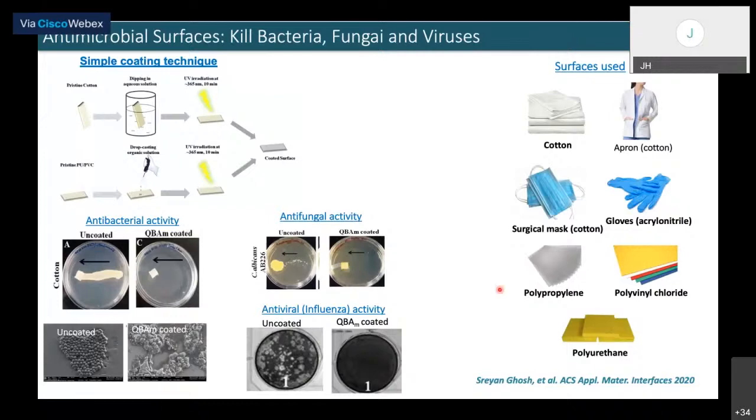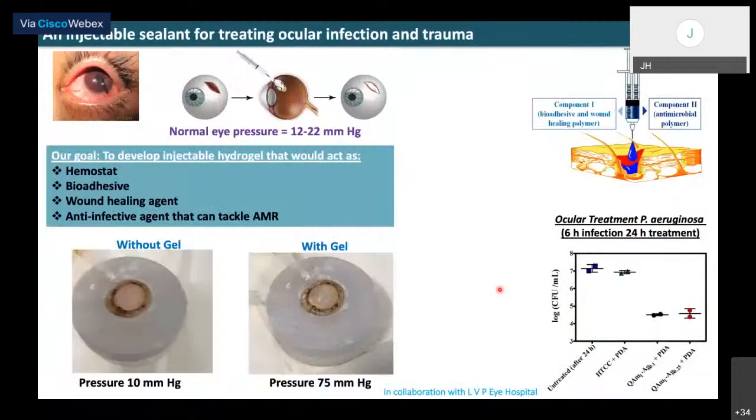So I'll take you to another system where we work on this type of polymeric gel, which can be used to cure eye infection and eye injury. What happens if an injury happens? There are two kinds of things. As soon as an injury happens, the eye can lose pressure. The eye has a particular pressure, which is 12 to 22 mm of mercury. But if the eye is not holding that pressure, what happens? People become blind. And then any injury is associated with infection.